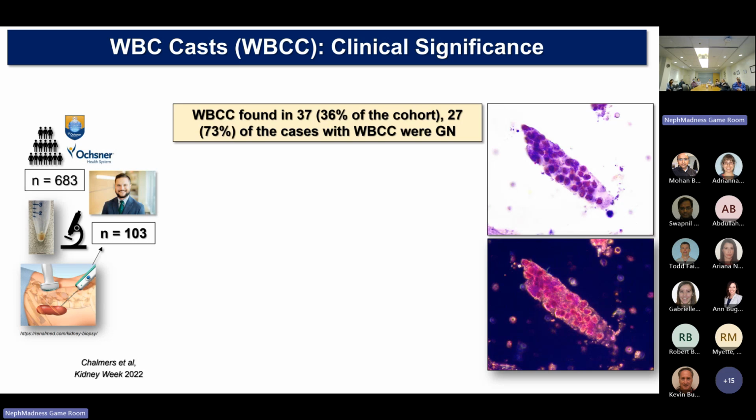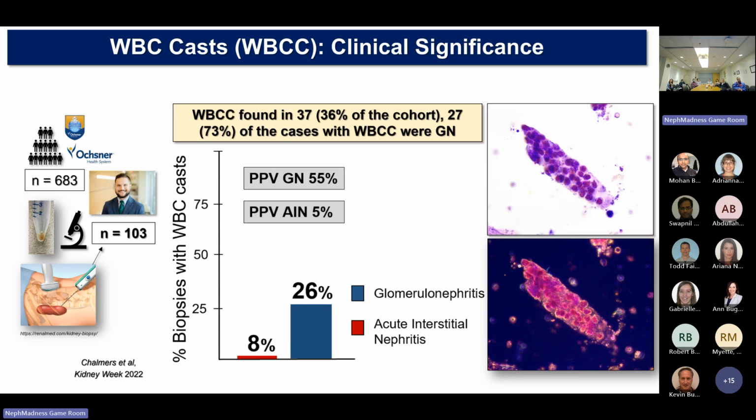You're going to be more likely to biopsy somebody where you're suspecting a glomerular disease compared to a tubular disease. And in 73% of those cases, the diagnosis was glomerulonephritis. And when we compare the performance of WBC casts for the diagnosis of either GN or acute interstitial nephritis, you can see there that AIN was actually rare. 2 out of 11 patients had WBC casts, compared to 26% of those with GN.